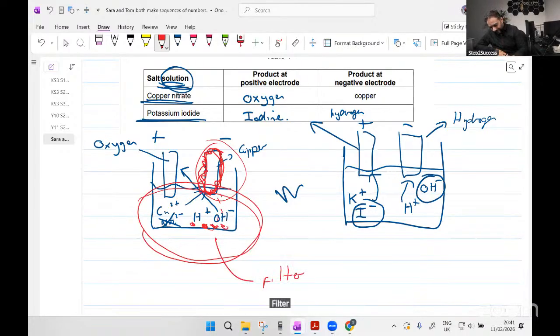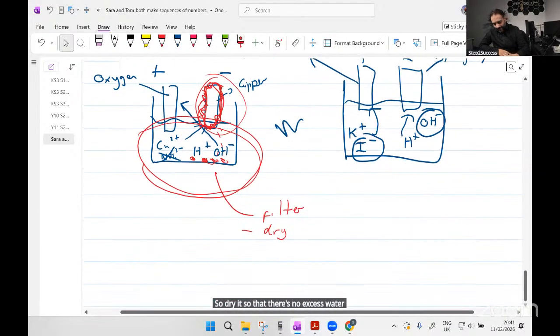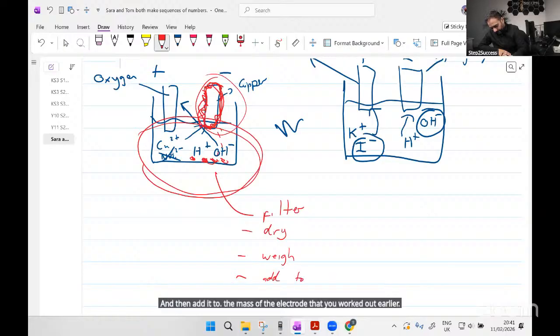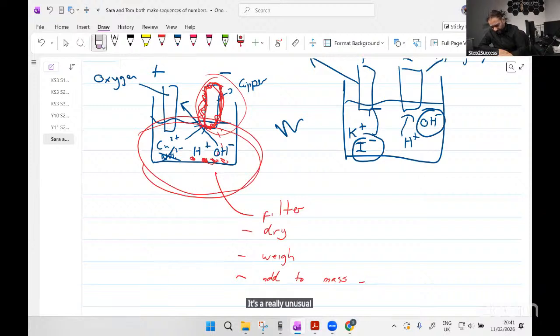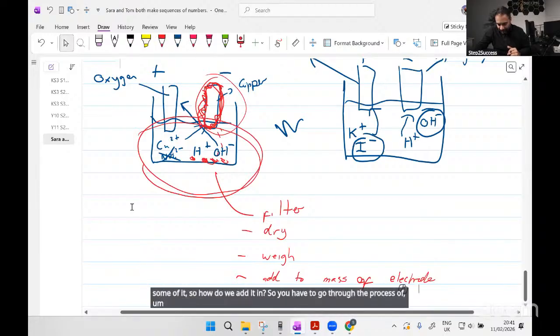Filter it out, firstly. Then you probably want to dry this, because remember, you have to dry things when everything's wet, because otherwise you will weigh the water. So dry it so that there's no excess water on it. Then weigh the copper collected, and then add it to the mass of the electrode that you worked out earlier. It's a really unusual question, but essentially we're saying we've dropped some of it, so how do we add it in? So you have to go through the process of explaining how you would do that.